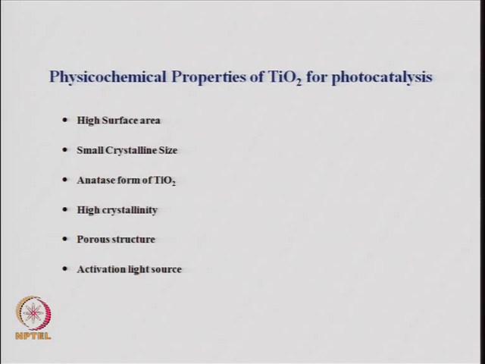Now, in photocatalysis, as we see, you can have high surface area and small crystalline size, especially as we are discussing titanium dioxide, where the anatase form is very important. There are 3 forms of titanium dioxide. The rutile form is the high temperature form, whereas the anatase form is the low temperature form, and we require the anatase form for high photocatalytic activity. So, the anatase form is very important.